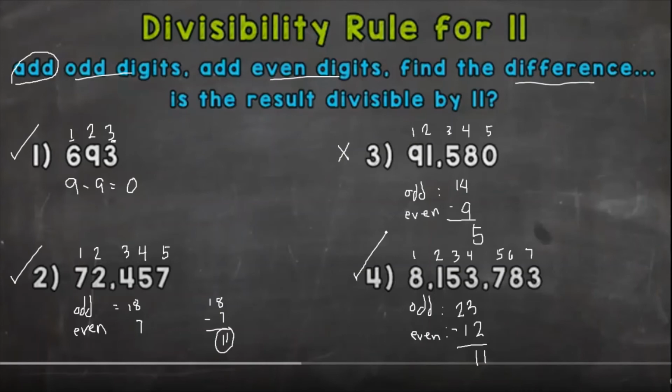So again, for the divisibility rule for 11, we're going to number all the digits, and then we're going to add the odd digits. We're going to add at the same time all the even digits, and we're going to find the difference. Once you find the result, you're going to check if that answer can be divided by 11. If yes, then that number is divisible by 11.